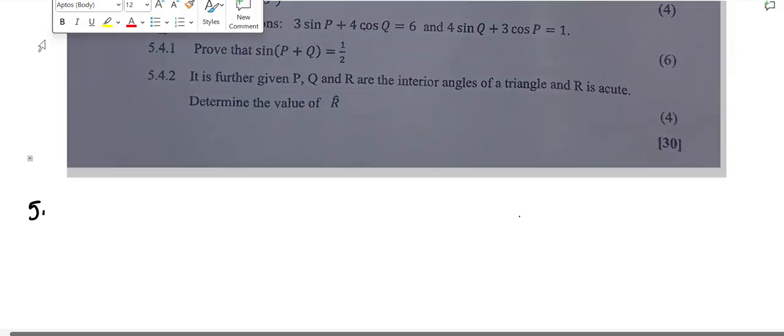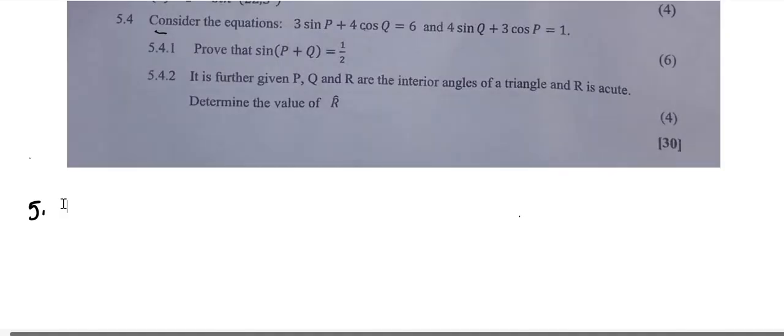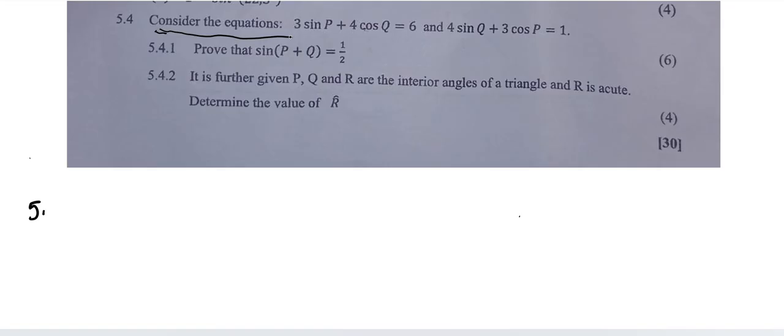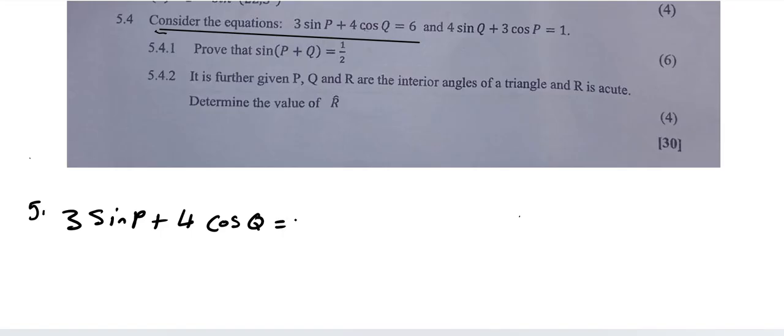Someone said they need help with this question, so let us start. Let me copy the question first. They are saying, consider the equation: 3 sine p plus 4 cos q is equal to 6. Let's name it equation number 1.